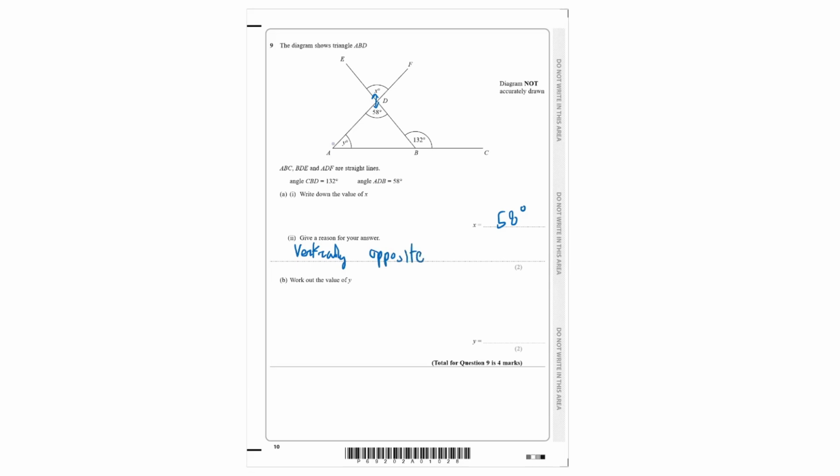Moving on, work out the value of y. Since this is an isosceles triangle, we can see that this angle y is also here, angle y. And now that we have a straight line here, we know that a straight line is 180 degrees. 132 is taken, so we can simply find y to be 180 is equal to y plus 132. We can bring this to the other side and we have y is equal to 180 minus 132, and that gives us 74 degrees.